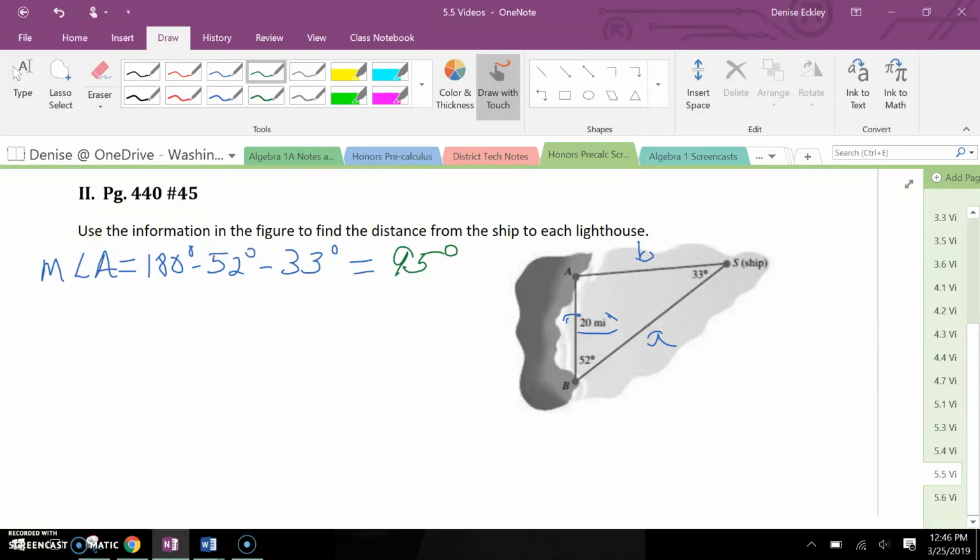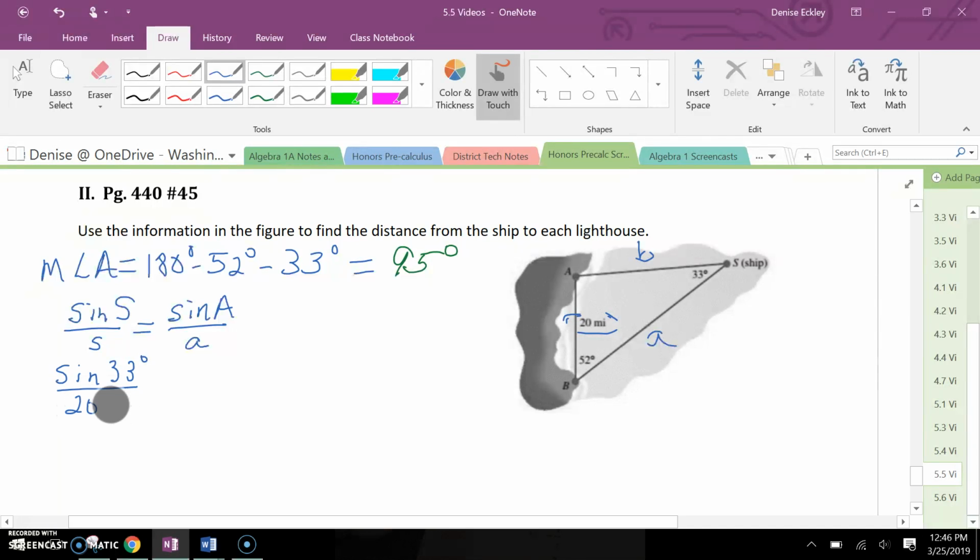So now we will start with side A. The distance from lighthouse B to the ship is side A. So we're going to do sine of S over side S is going to equal sine of angle A over side A. So we're going to get that the sine of 33 degrees over 20 miles is going to equal the sine of the angle we just found, which is 95 degrees, over side A, which will be the distance from lighthouse B to the ship.